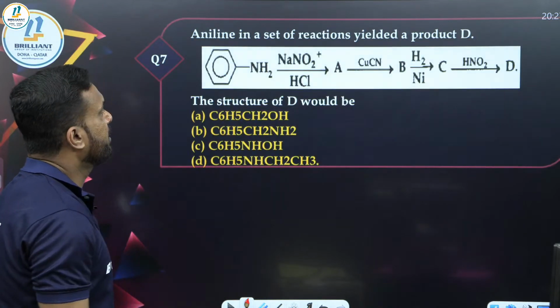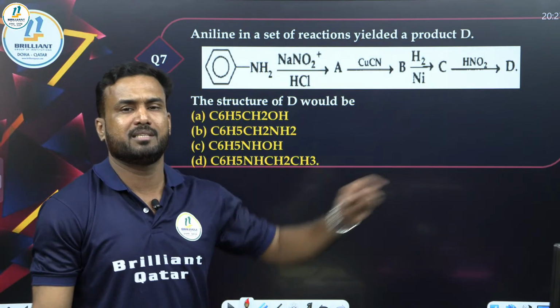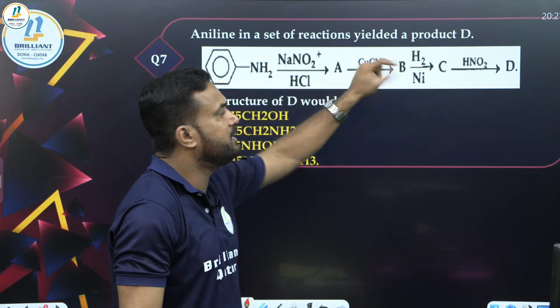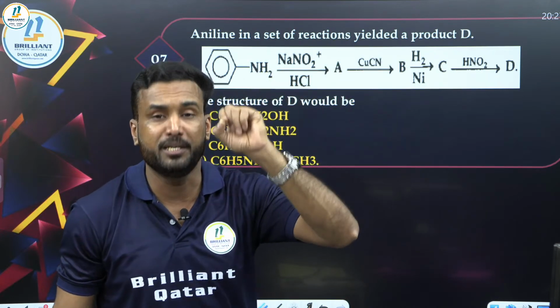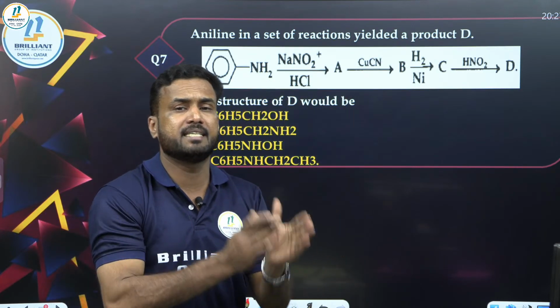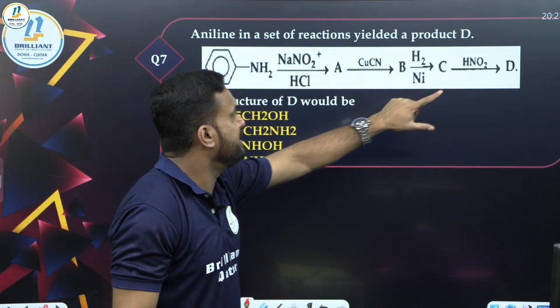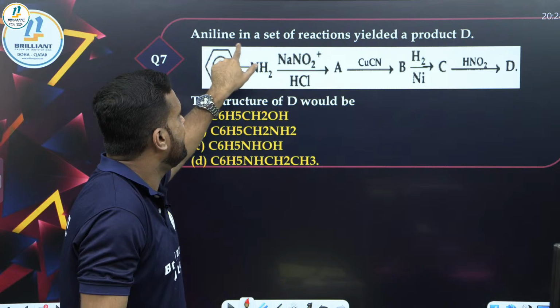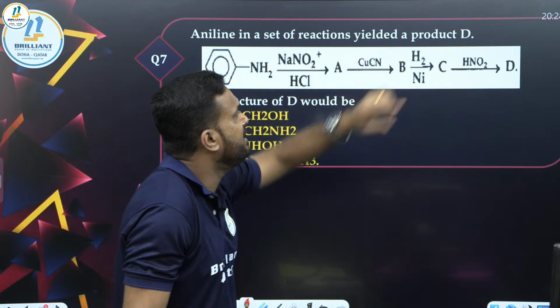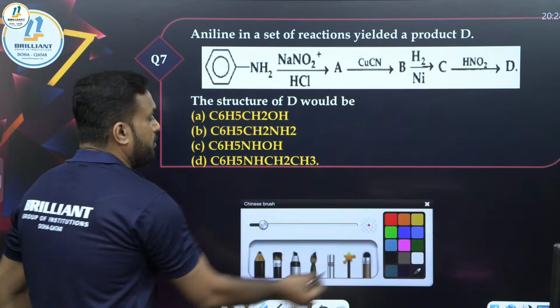Question number 7. You do the question: complete the A, B, C, D compounds you need to find out. This type of question, even the descriptive question, you can expect. Here A, B, C and D are there, and they are asking only for the final one. Aniline in a set of reactions yields a product D. So you need to identify D.